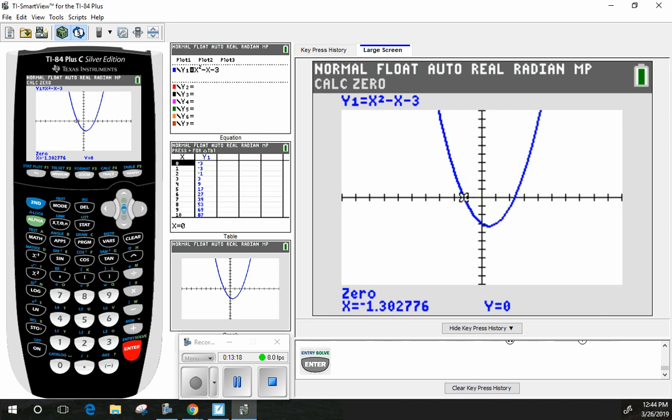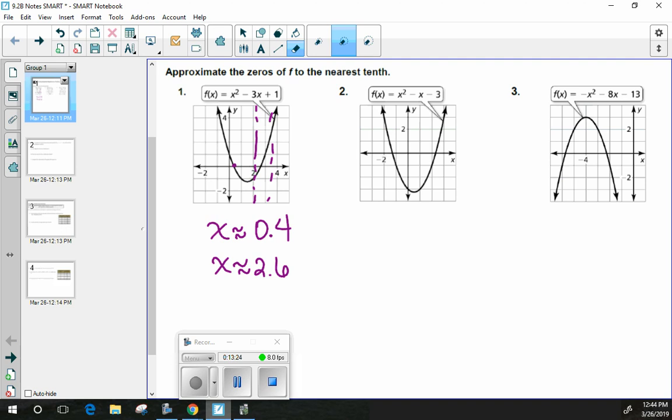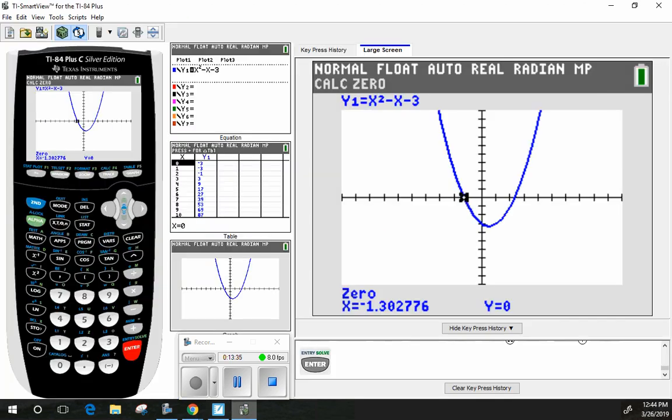And it looks like this 0 is at negative 1.3. Is that what y'all got? Negative 1.3. So I can come back here and say, okay, one of the solutions here is negative 1.3. That's one solution to that quadratic. Now let's just do it again for the other one and we'll find the second solution.